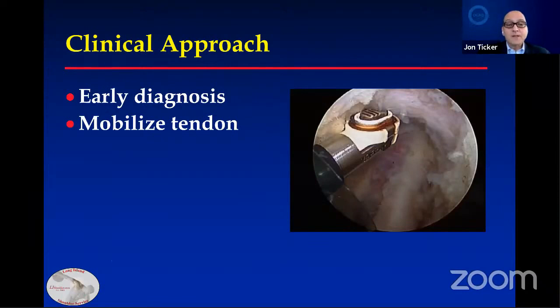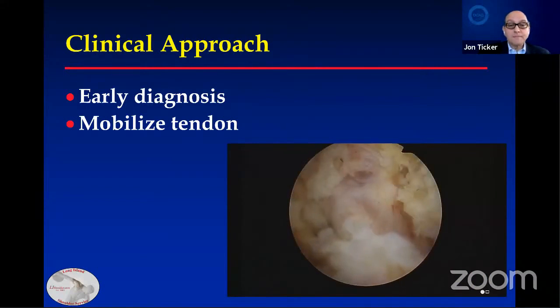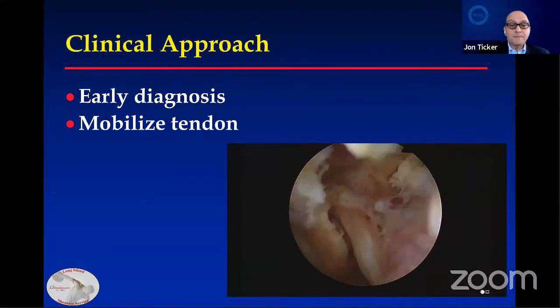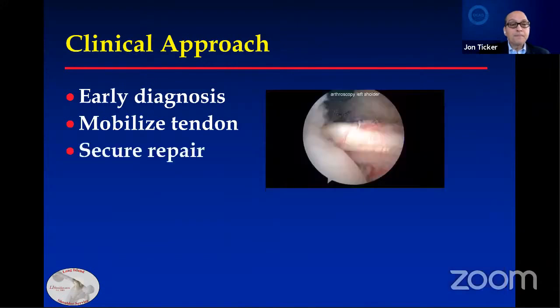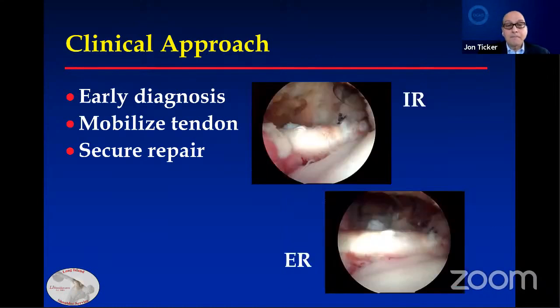Then you want to mobilize the tendon. You can see the coracoid in the upper part of the view, and then the subscapularis, so that you have good lateral translation of the tendon. Then you want to do a secure repair, and I'll go through that in some steps. This is a left shoulder viewed from posterior, the same repair viewed from anterior. And I use a single row repair technique and tie knots.